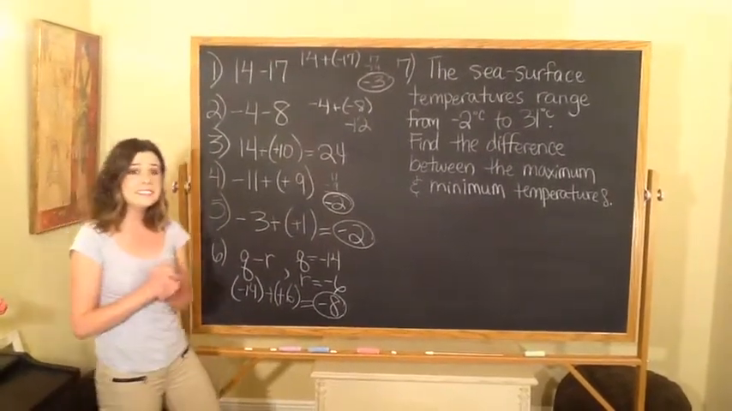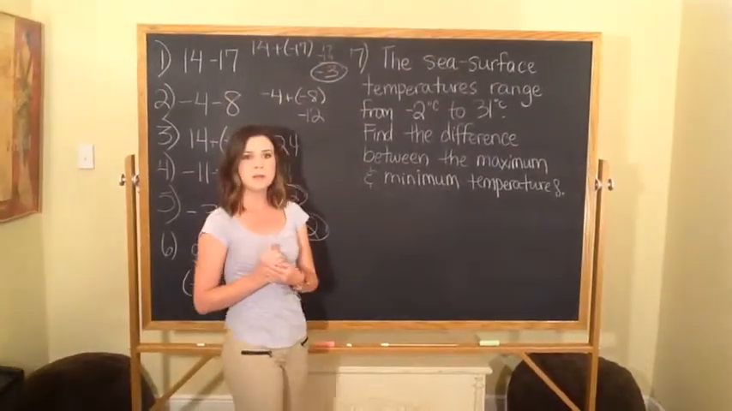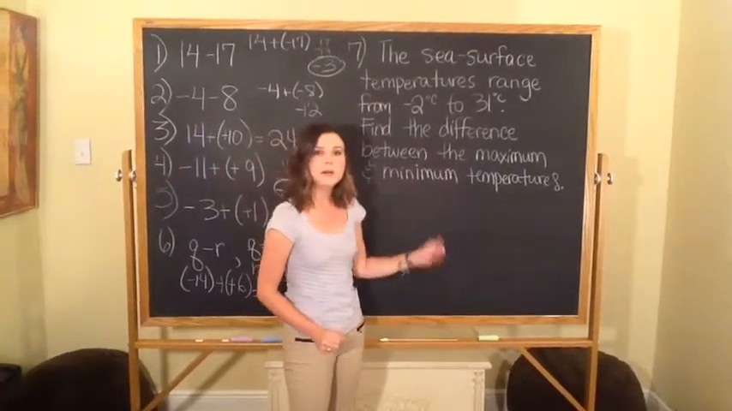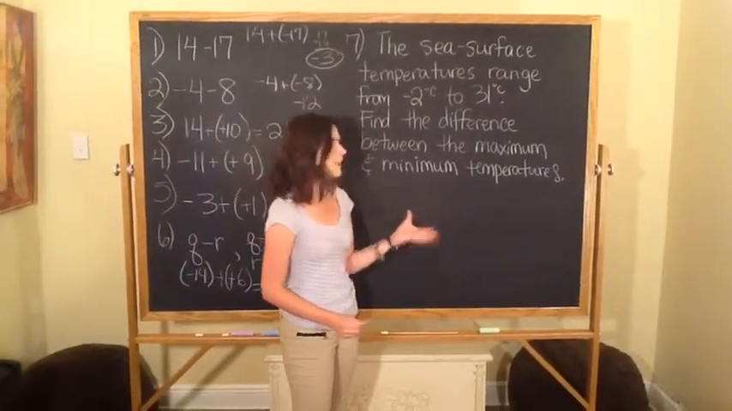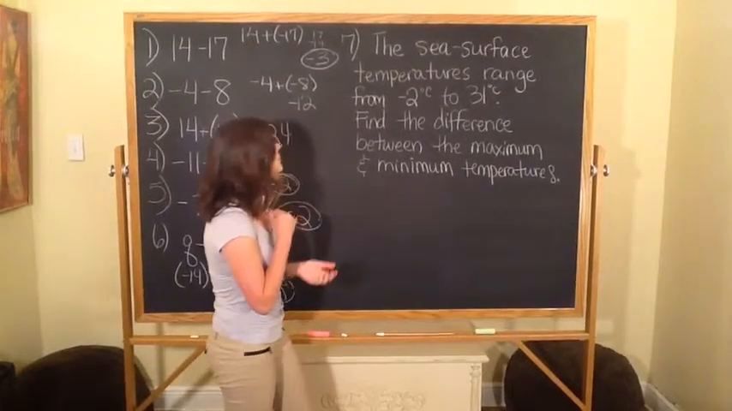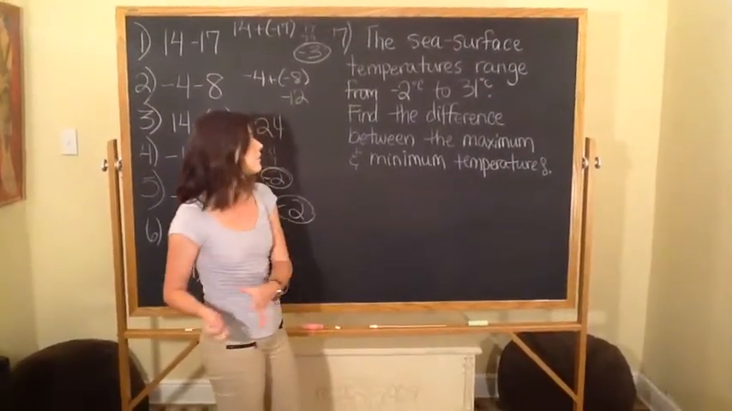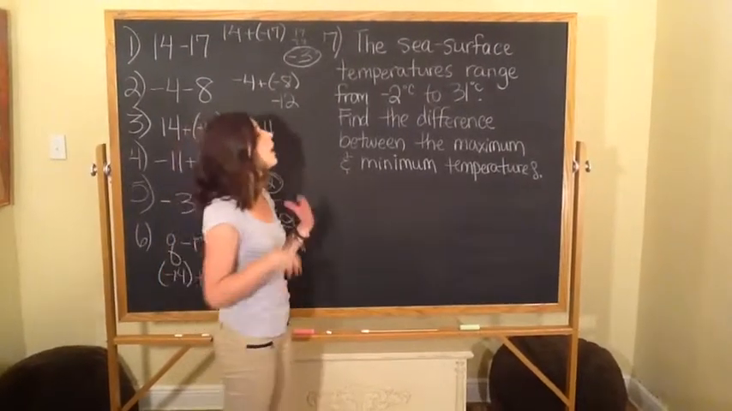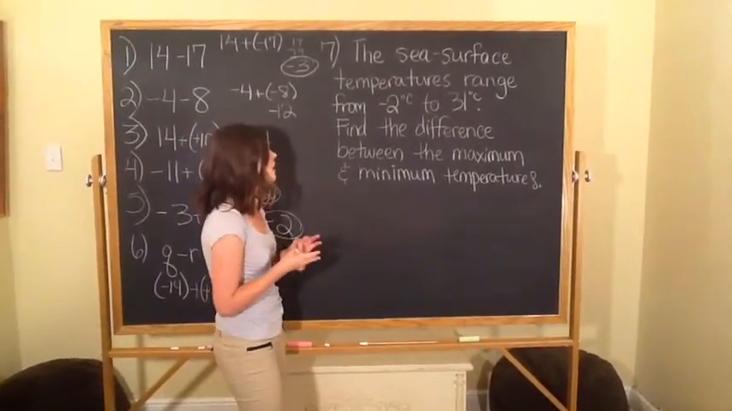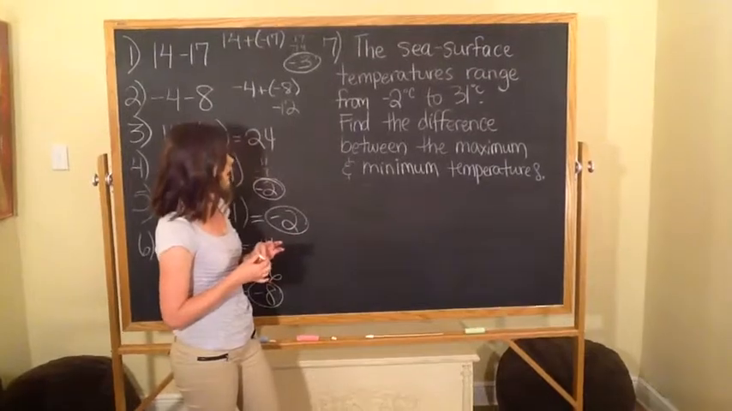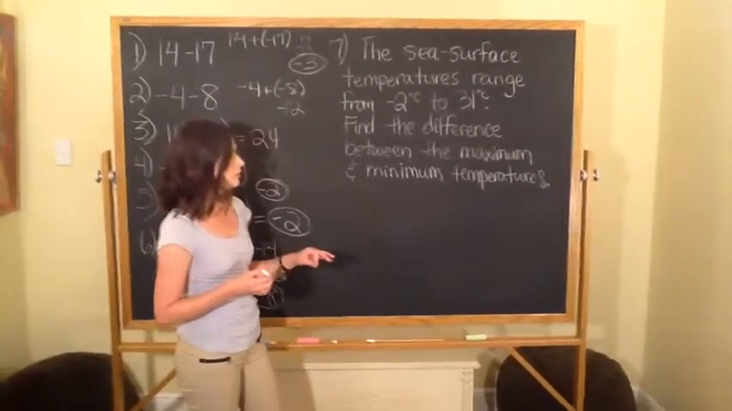Okay, last example we're going to do is a word problem. So we're going to have to read the problem, come up with our own expression, and then solve it. Okay, so it says the sea surface temperatures range from negative 2 degrees Celsius to 31 degrees Celsius. Find the difference between the minimum and maximum temperatures.